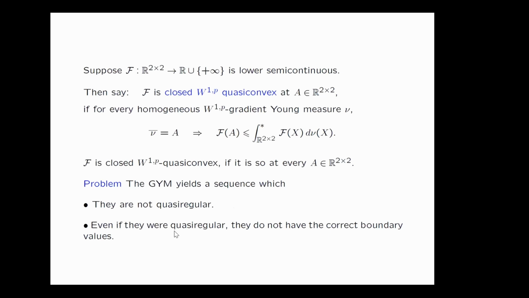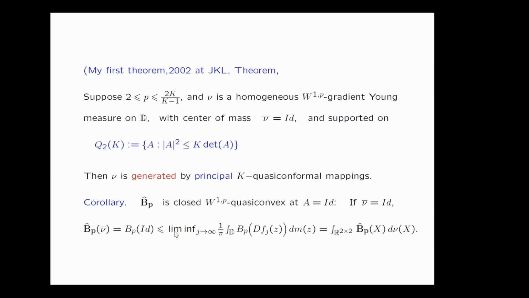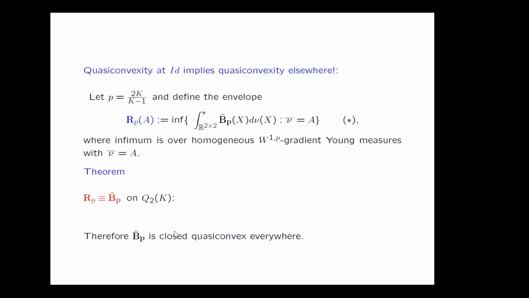And to deal with these gradient Young measures, maybe let me put this aside. This was my first theorem. The first theorem of my thesis dealt with sequences which were almost quasi-conformal, and showed that they could be replaced by principal maps. And my last theorem, which is here, is that you can do the same thing with K in L^1, and it took 22 years to do it, so it should be more complicated.